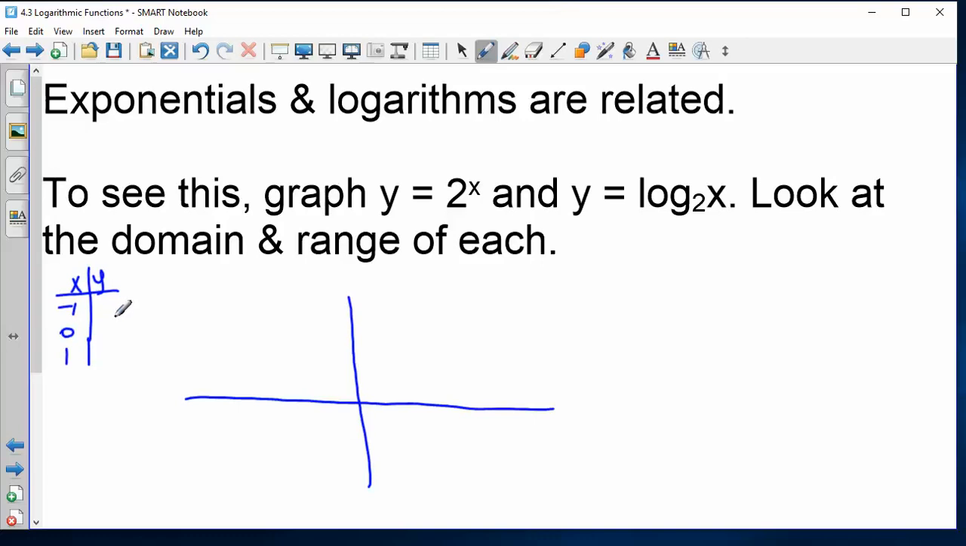Okay. 2 to the -1 is 1/2. 2 to the 0 power? 2 to the first, 2. So we plotted those. Remember, it always had a horizontal asymptote at 0. So that is our 2 to the x.